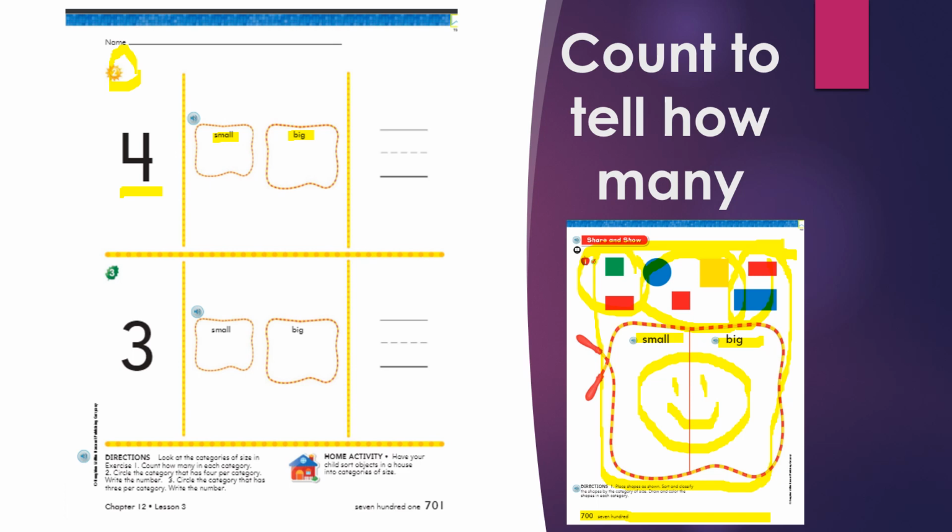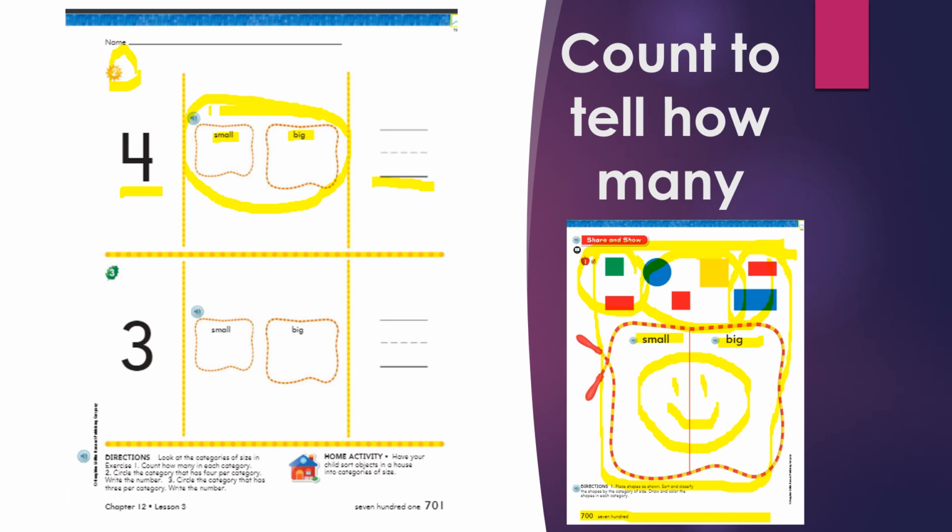Once you've finished counting how many shapes in each box and circling the box over here to tell if there are small or big, if there are 4 small or big shapes, then you will count how many categories there are. So how many boxes did you circle here? And then you will write your number to tell how many categories have, I'm sorry, how many categories have 4 items in them.